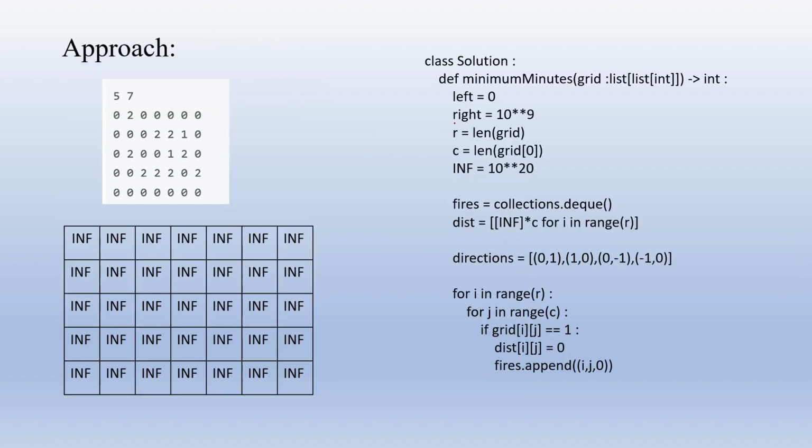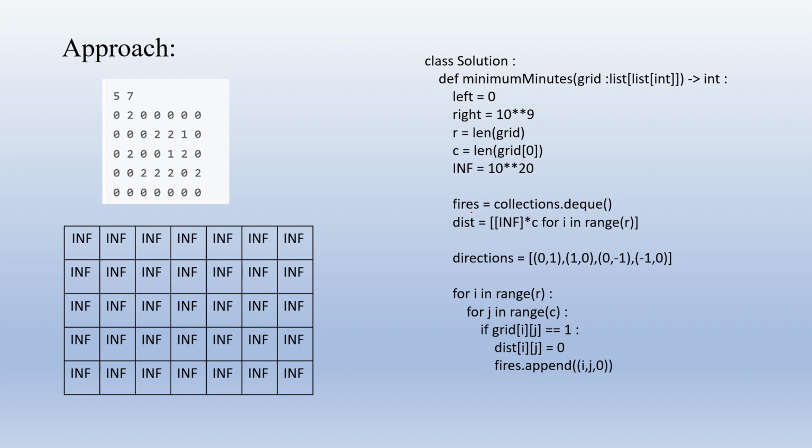Let's see the approach to solve this problem. Here left is taken as 0 and right is 10 power 9, because we are using the binary search technique to solve this problem. I will tell you this later. R is the number of rows. Here it is 5 and C is the number of columns, 7. I am taking INF, which is infinity, as 10 power 20.